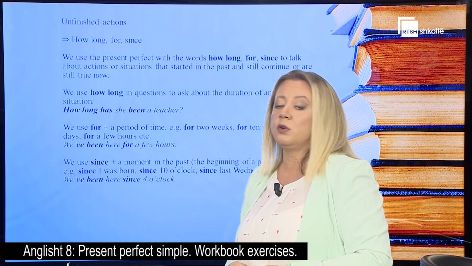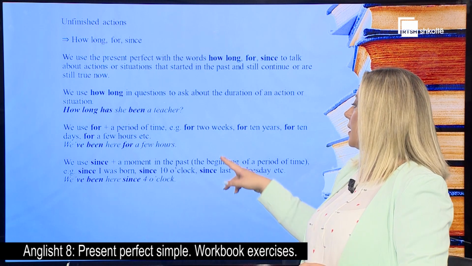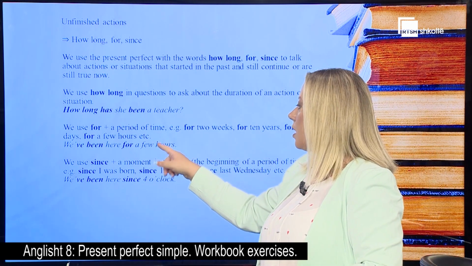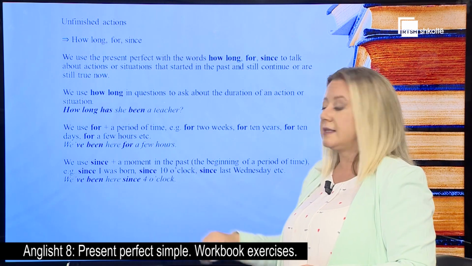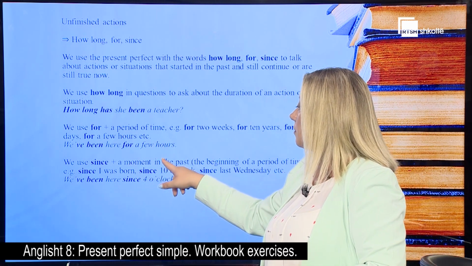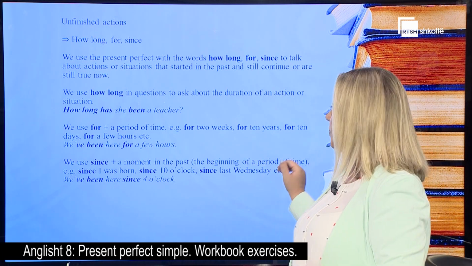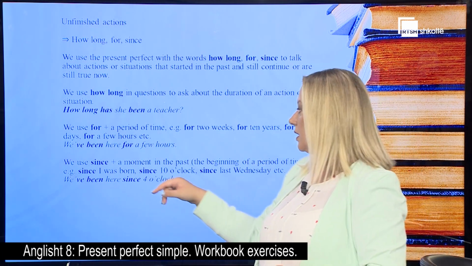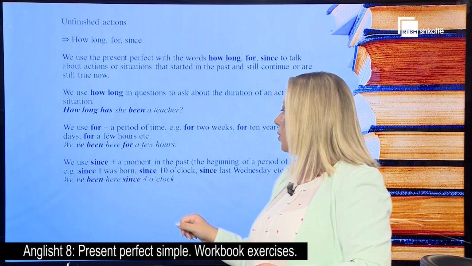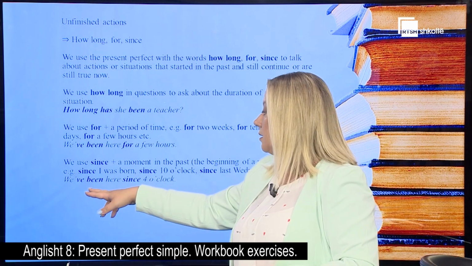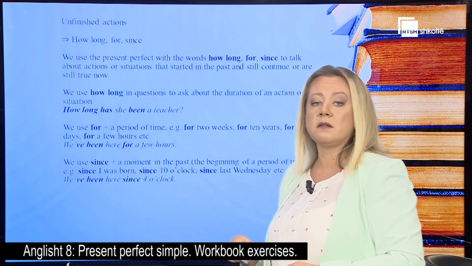"For" is followed by a period of time, for example, for 2 weeks, for 10 years, for 10 days, for a few hours, etc. While "since" is followed by a moment in the past that defines the beginning of a period of time. Look at the examples: since I was born, since 10 o'clock, etc. A sentence: we've been here since 4 o'clock.